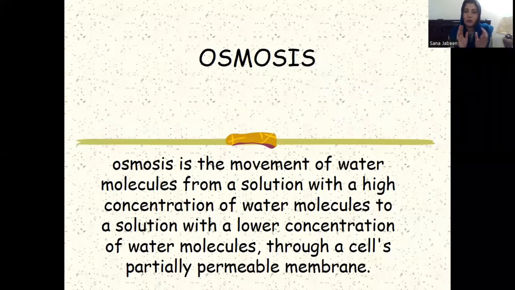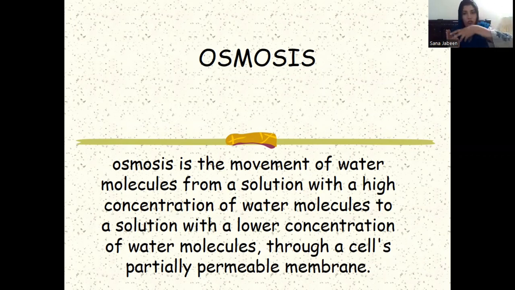You can see here, osmosis means the movement of water molecules from a solution with a high concentration. For example, we have two solutions, and one has a high concentration of water molecules and the second one has a low concentration of water molecules. So what will happen? The water molecules are going to start to move from high concentration to lower concentration, same as diffusion. The difference is there is a partially permeable membrane between the two solutions, and here is just the movement of the solvent, the water molecules.